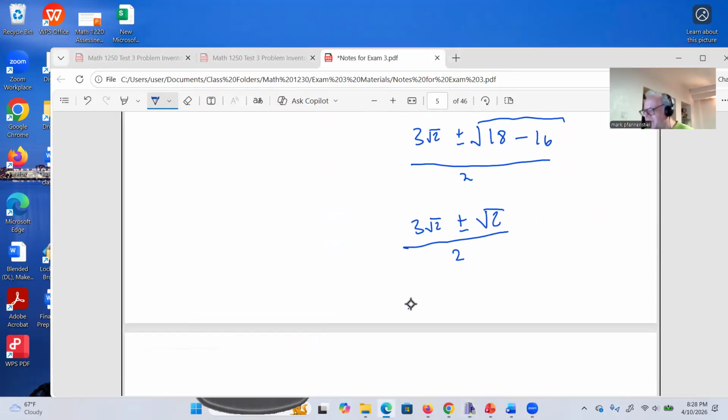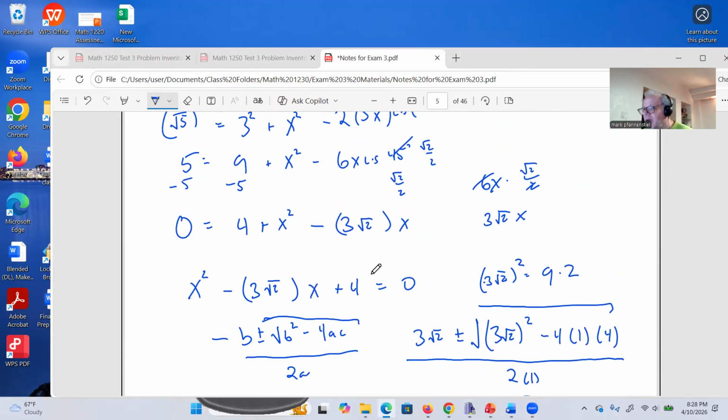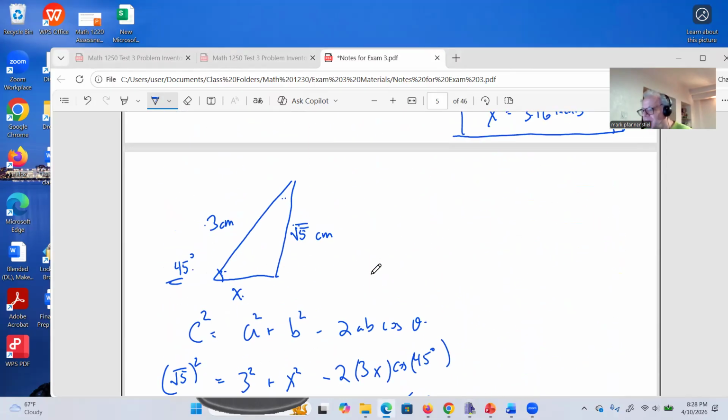So let's see what we got here. We have 3 root 2 plus root 2 all over 2. And we also have 3 root 2 minus root 2 all over 2. So here we actually have two different possibilities for my triangle here. All right. So that's a whole thing going on here. So let's see. We have double checking.